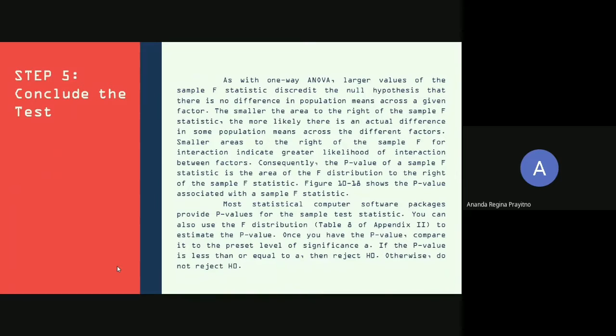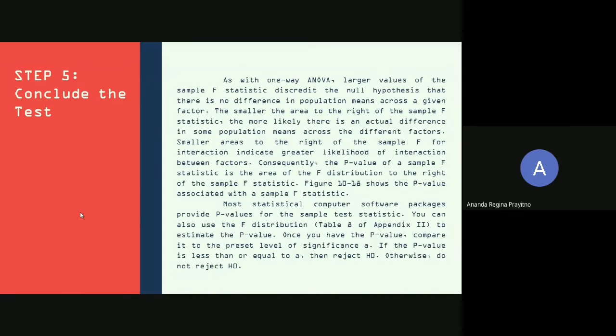Step 5. As with one-way ANOVA, larger values of the sample F statistic discredit the null hypothesis that there is no difference in population means across a given factor. The smaller the area to the right of the sample F statistic, the more likely there is an actual difference in some population means across the different factors. Smaller areas to the right of the sample F for interaction indicate greater likelihood of interaction between factors.